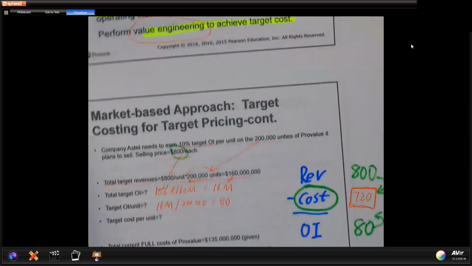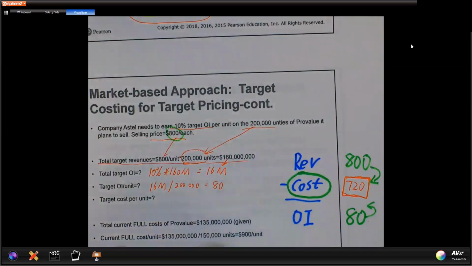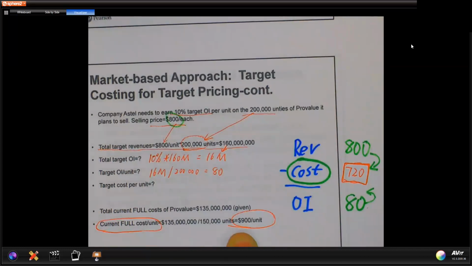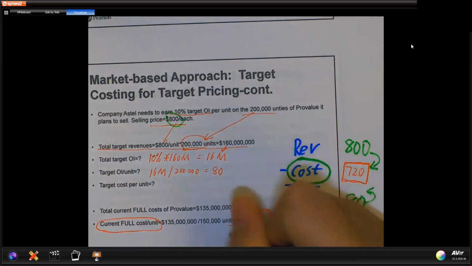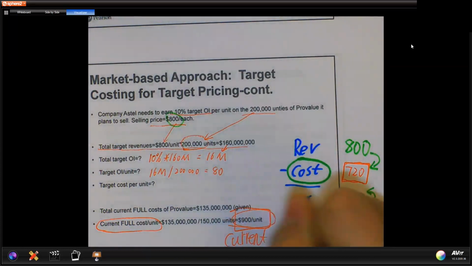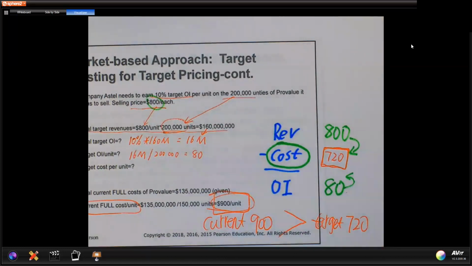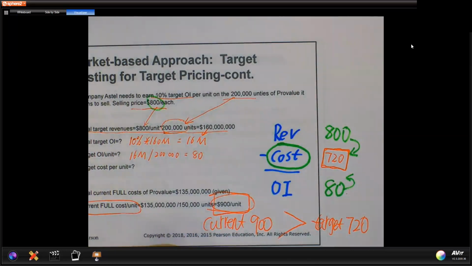So look at this company. They found out that the current total cost is $900. We compare our current cost of $900 with our target of 720. So our current is more than our target. Should we do value engineering? Yes or no? You tell me. I want to hear the answer. Yes, right? We have to do value engineering. How do we do value engineering? I'll see you in the next video.